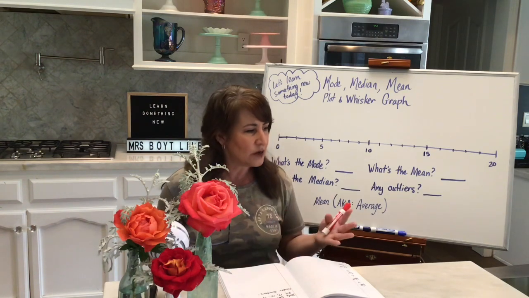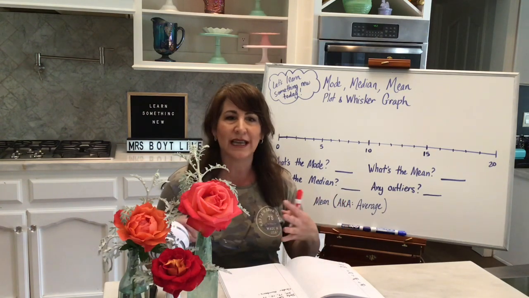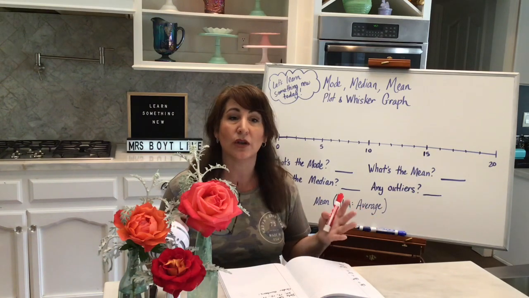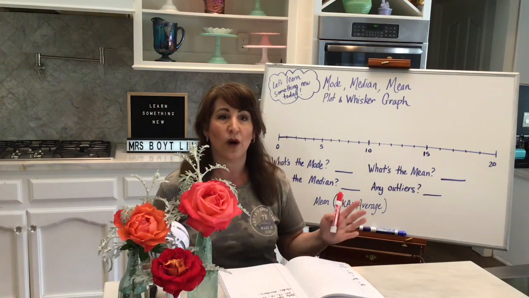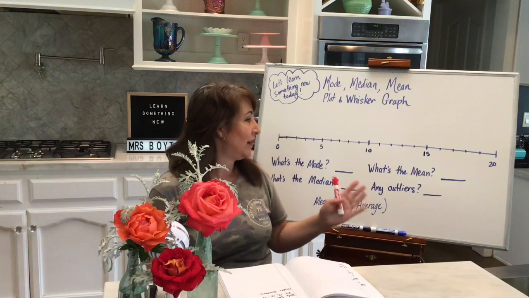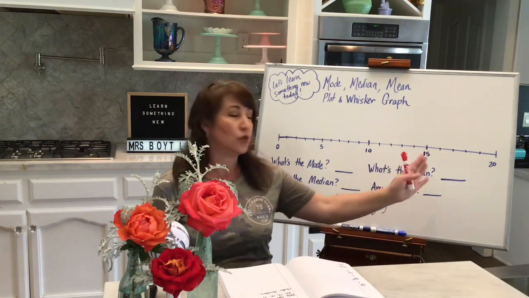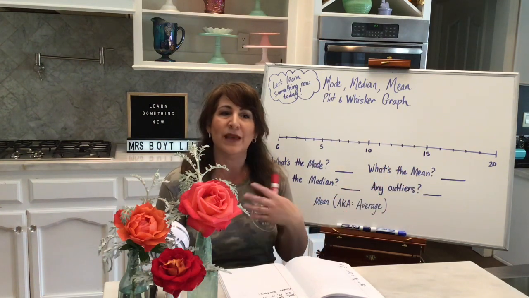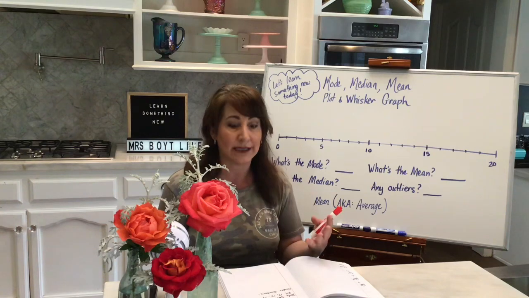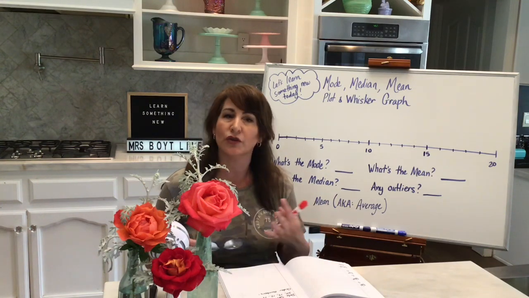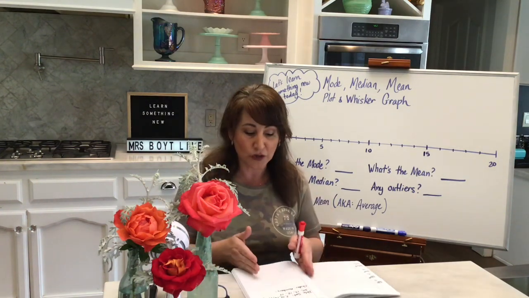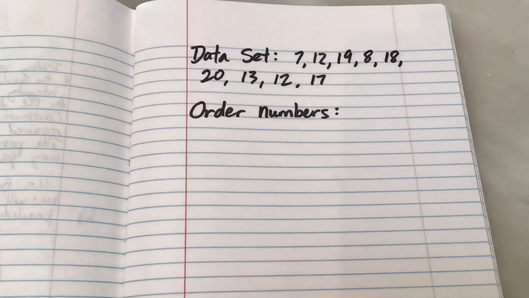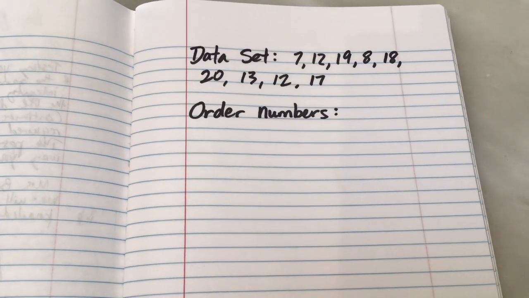The scenario here is, let's just say that everybody took a test, 20 possible. So on my chart, I already have 0 to 20 because 20 is possible. And maybe I need to see how students did on this. I'm going to look at all the scores. Here's our data set: 7, 12, 19, 8, 18, 20, 13, 12, and 17.